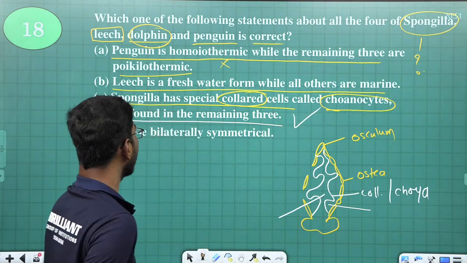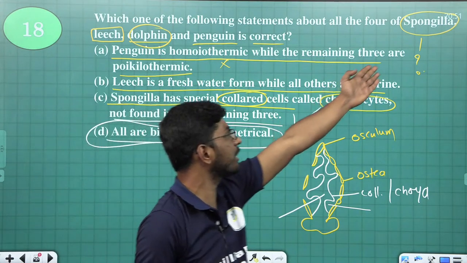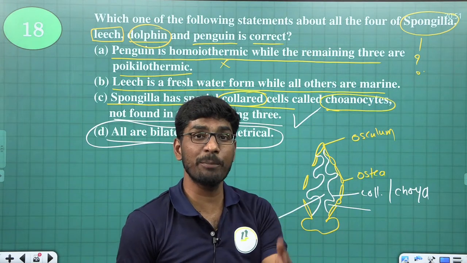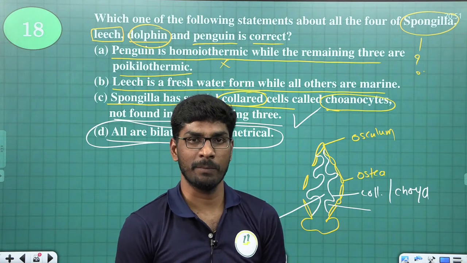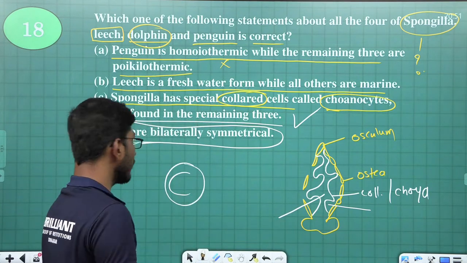Yes, absolutely correct. All are bilateral symmetry. If all are bilateral symmetry, what about Spongilla? Spongilla is asymmetry. Poriferans, most of the sponges, are asymmetrical. Right? So the answer is what? Option C is the right answer.